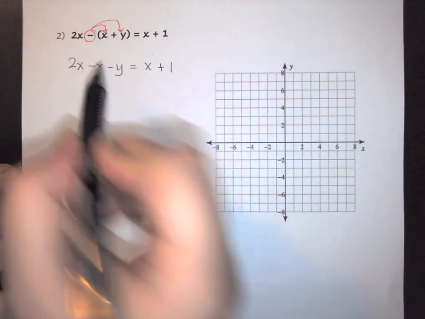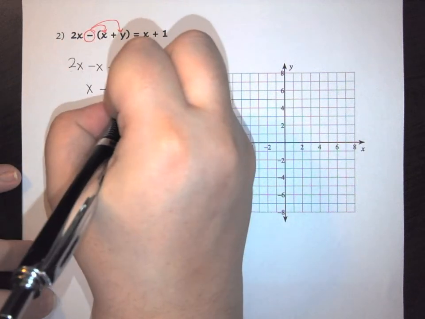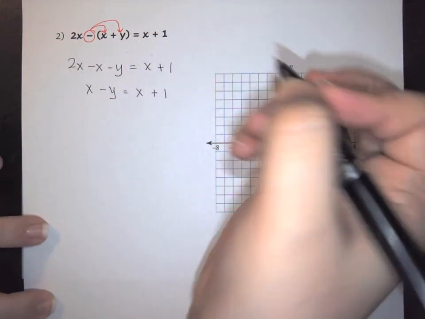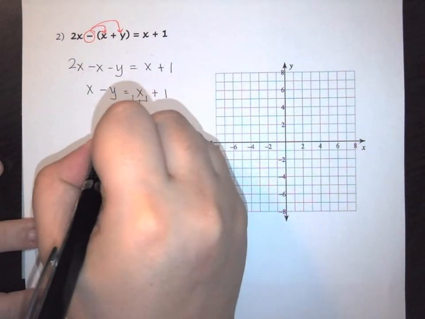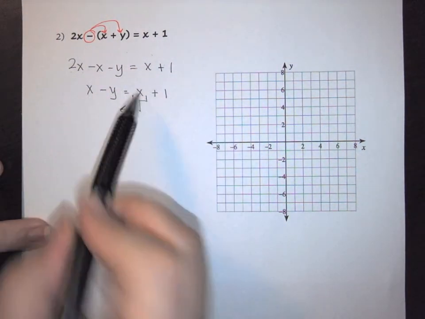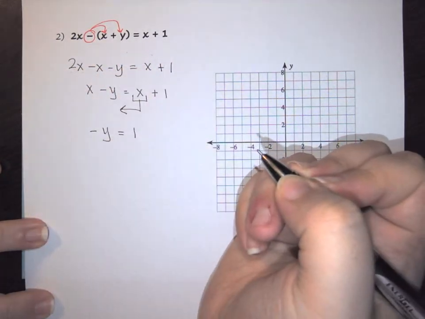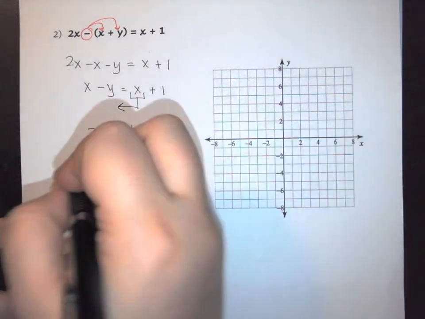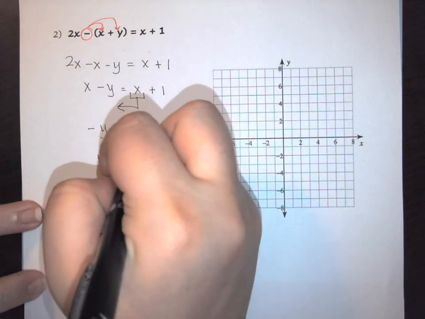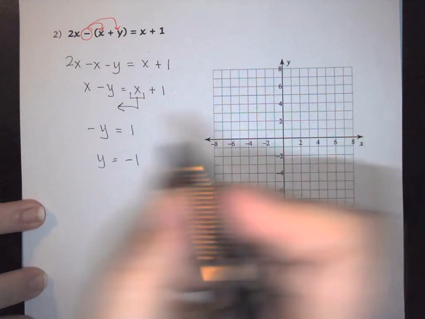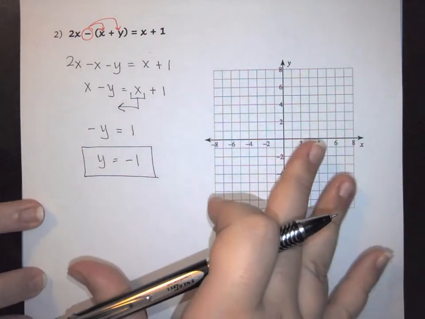Here I have 2x minus x is going to give me x minus y equals x plus 1. If I were to take my x, say this one here, and shift it over, I would end up with x minus x. Therefore, I have -y is equal to 1. Since your variables can't be negative, we would multiply everything by -1, so we get that y is -1. Okay. Now, this right here is actually a special line.